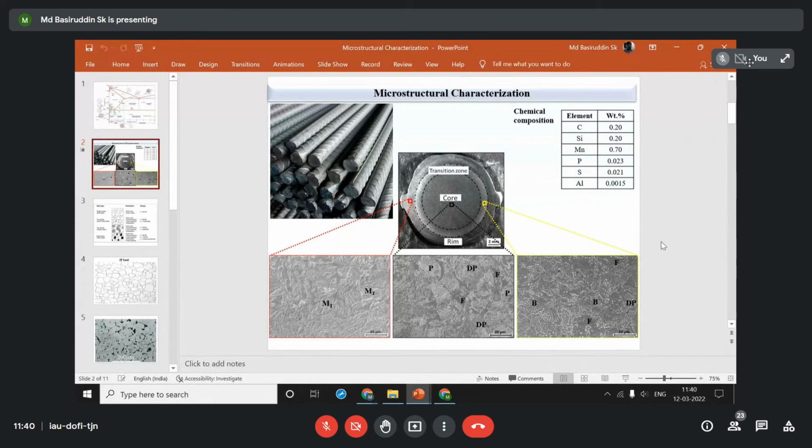Now if you go for macro indentation, you apply the same load, right? At the surface you will find a different hardness value, and at the center a different hardness value. If you raster the hardness from center to surface, you can clearly see how it varies. Now the thing is, why does this variation happen? To know that, we need to study the microstructure, meaning how the microstructures contribute to changing the macro hardness of that particular material.